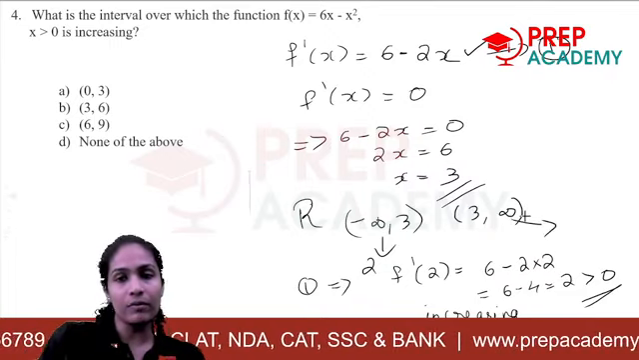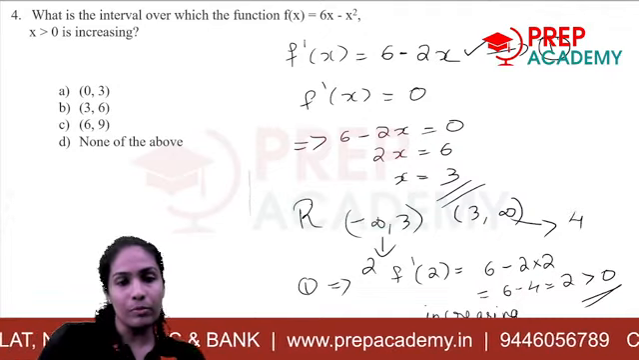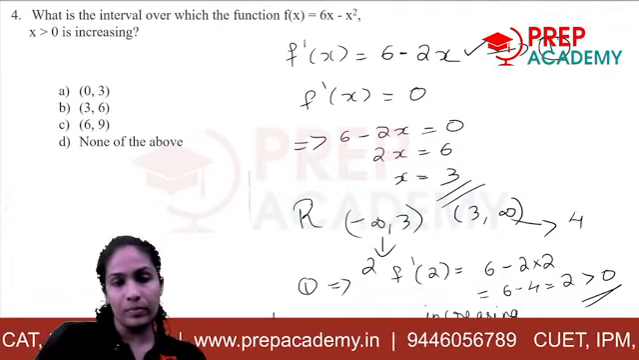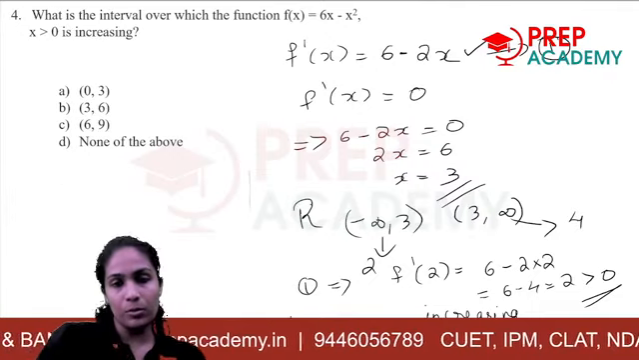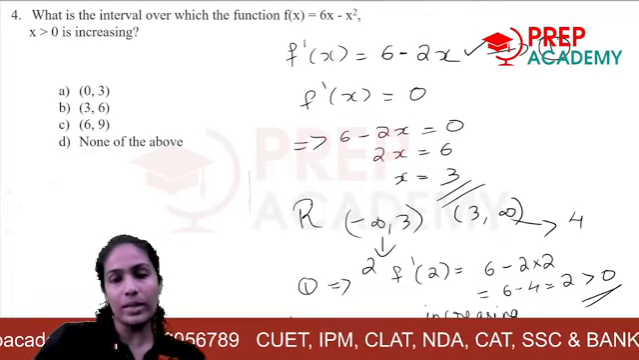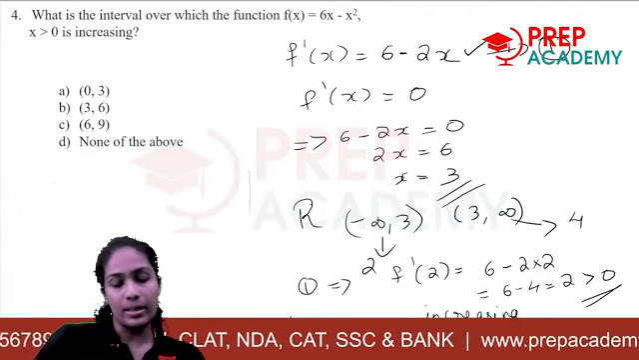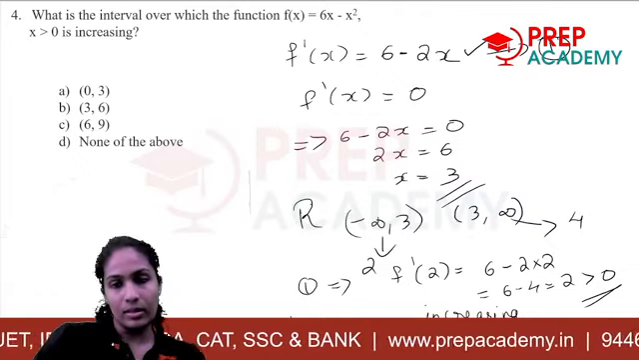Now you take another point from the second interval. The second interval is 3 to infinity. You can take the point 4. So from equation 1, f dash of 4 is equal to 6 minus 2 into 4, which is equal to 6 minus 8, which is equal to minus 2. Minus 2 is less than 0.